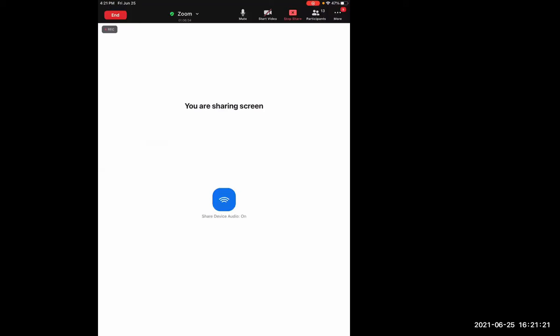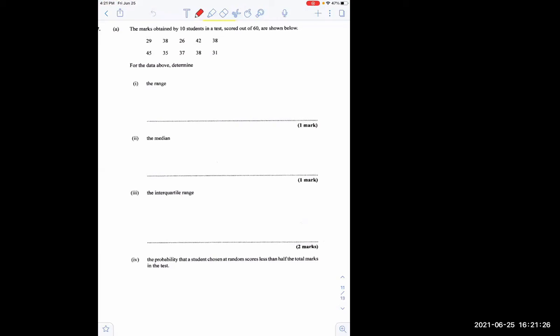All right, have you all written? We want to find the range, the median, the interquartile range. The formula for range is the highest value minus the lowest value. To find the median, we need to arrange the numbers in numerical order. So try it.